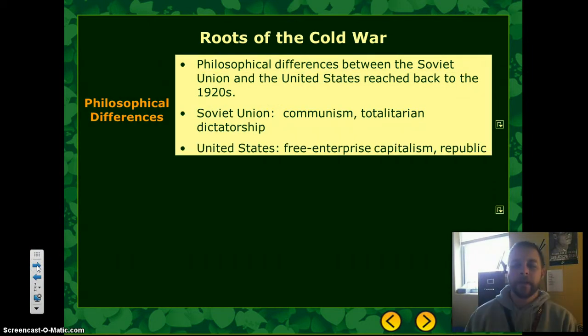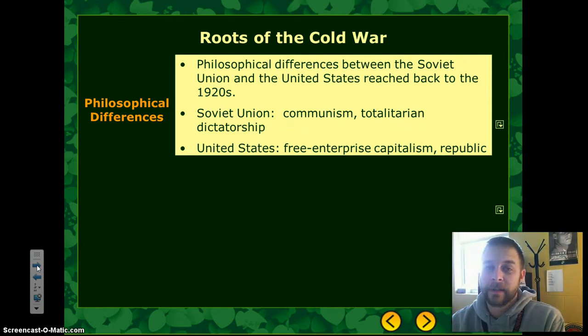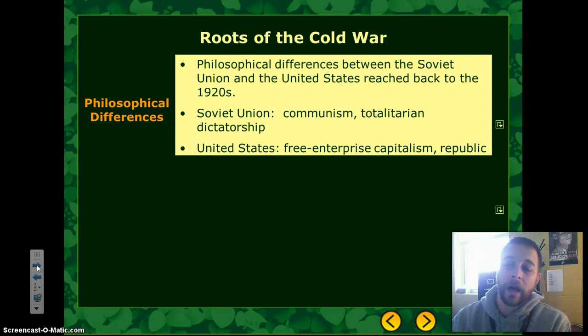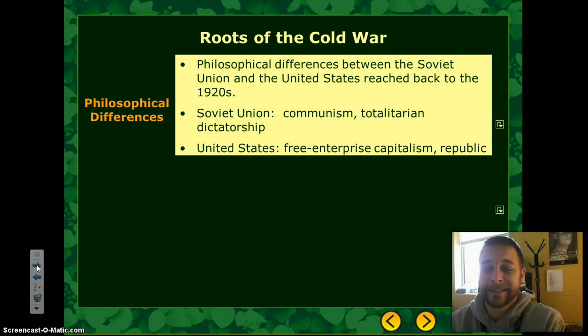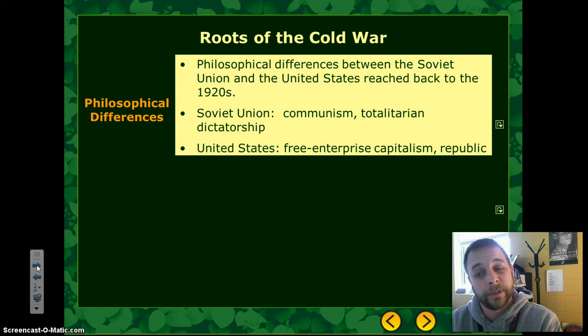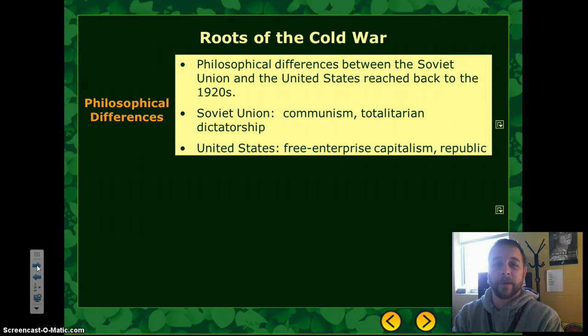All right, so the Cold War kind of had its roots in some basic differences between the U.S. and Soviet Union. Philosophical differences are the fact that the Soviet Union was a communist totalitarian dictatorship, and this is a fundamental difference from the United States, which is a free enterprise system, also known as capitalism, and a republican form of government.